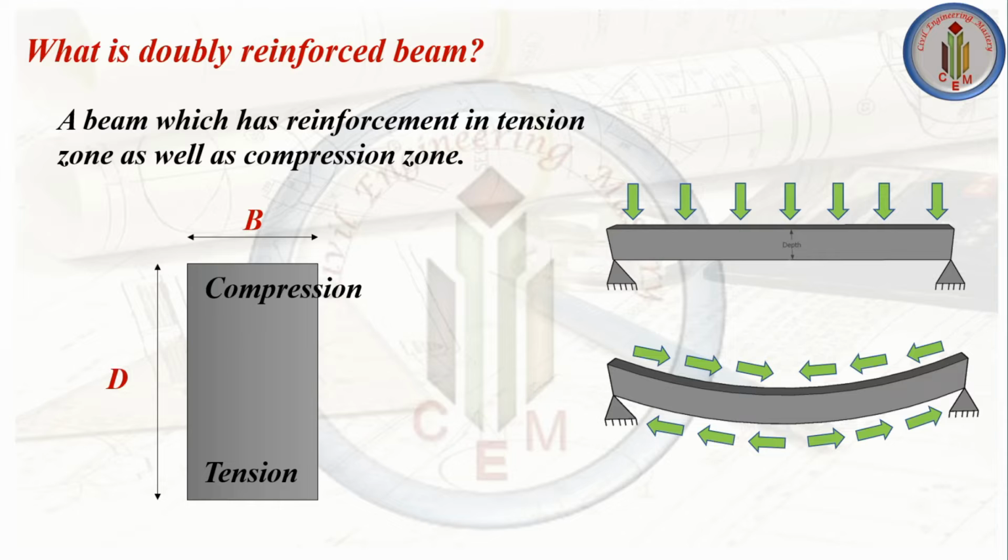So we need to provide reinforcement in order to increase the moment carrying capacity of the beam, both in the tension zone as well as in the compression zone. If the required area of the tension steel is more than the limiting area of steel recommended by the code, so what is the code recommended? That is SP16, because from SP16 we have to find out the percentage of steel and then find out the area of steel required. So there are some limiting values from that code.